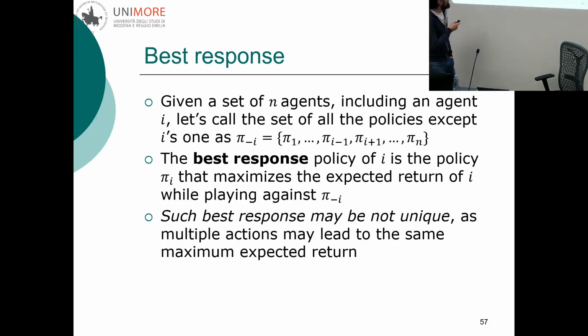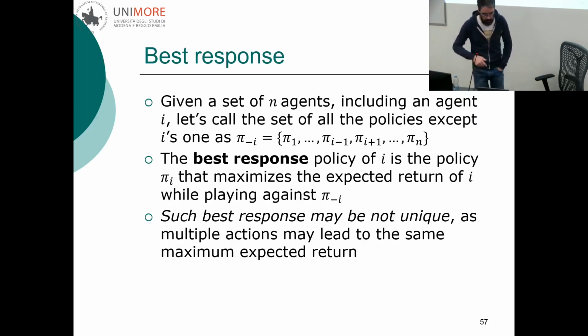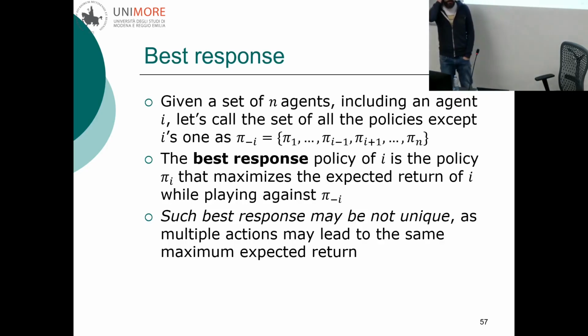A best response policy may be not unique. This is similar to the example of the frozen lake scenario, in which the optimal policy was not a single unique optimal policy, but there were multiple paths with the same length that brought to the goal. Okay, but best response is simply defined as this.